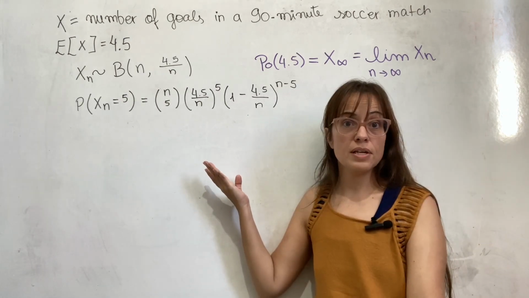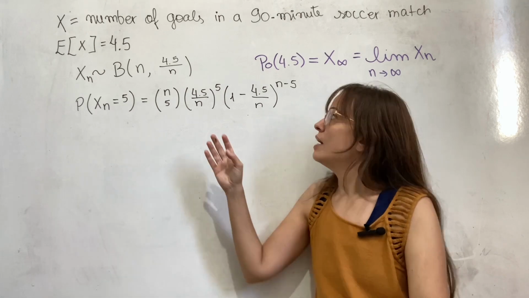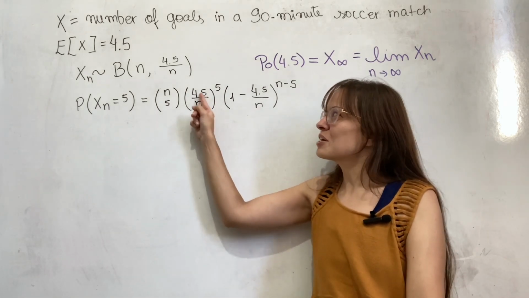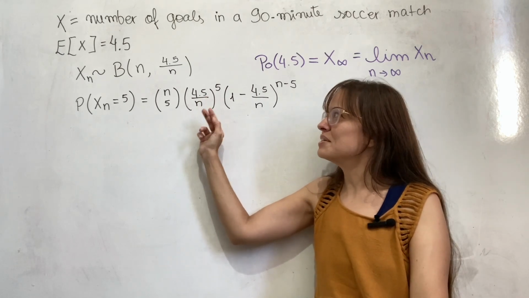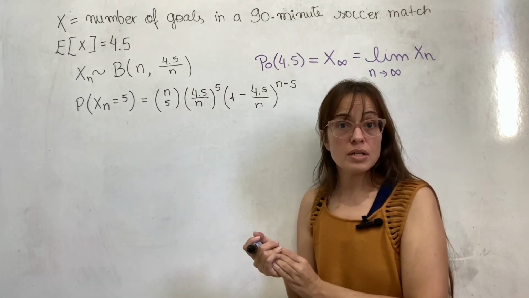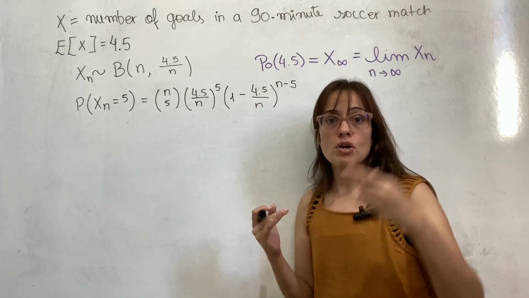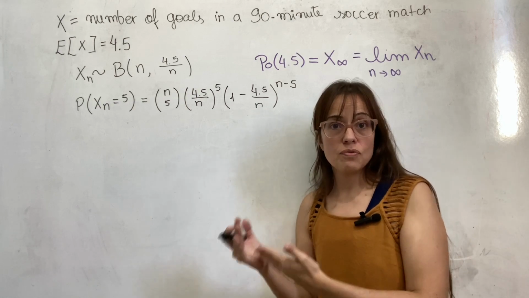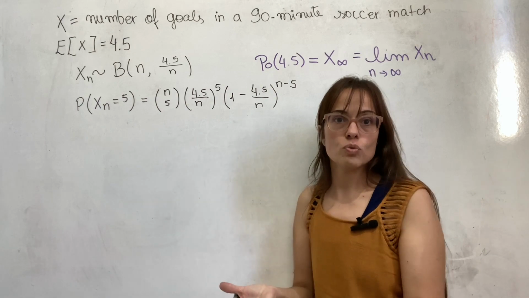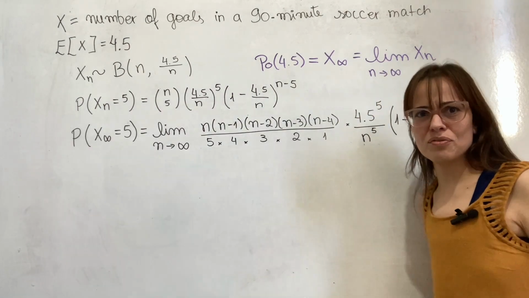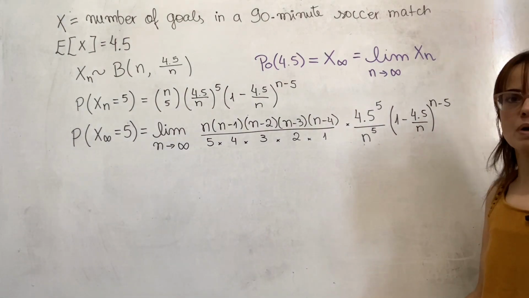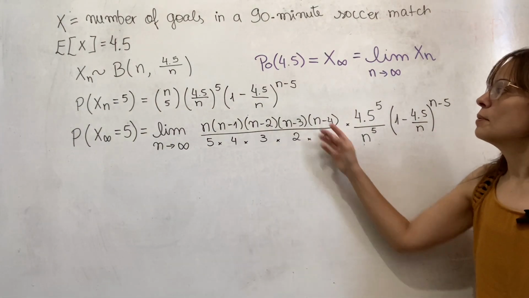Nothing very surprising here. I just plugged in n and 4.5 over n for p. Be careful with the notation because this actually is a fraction inside of a parentheses, and this is not, right? This is the binomial coefficient. But what's going to be interesting now is when I ask for the probability of the Poisson random variable being equal to 5 by doing a limit of this expression as n goes to infinity. I'm going to move to the corner here so I'm not in front of the math, but I've put the limit here, and then I've already substituted the binomial coefficient n choose 5 by its formula.